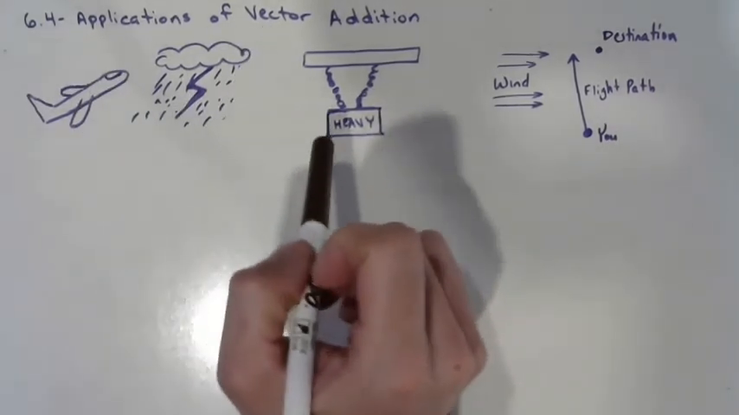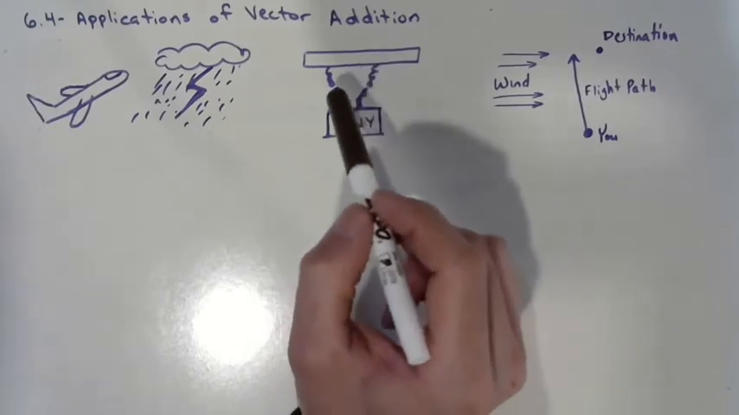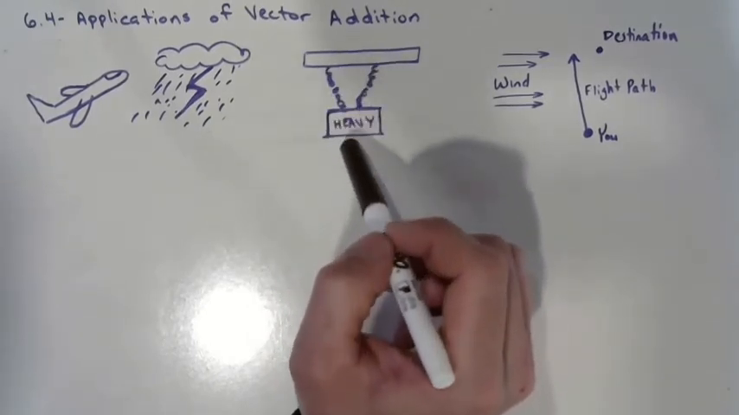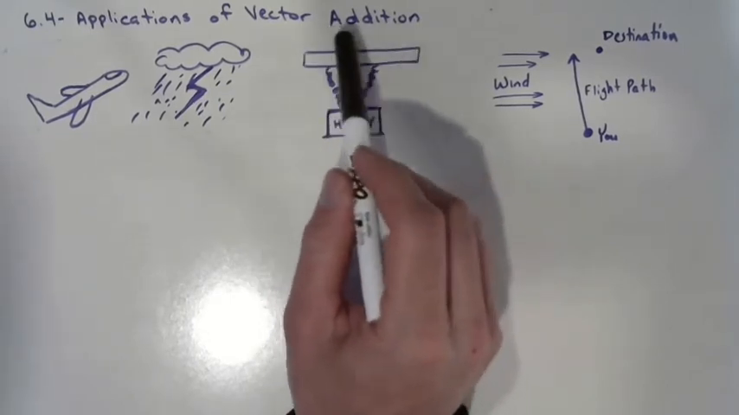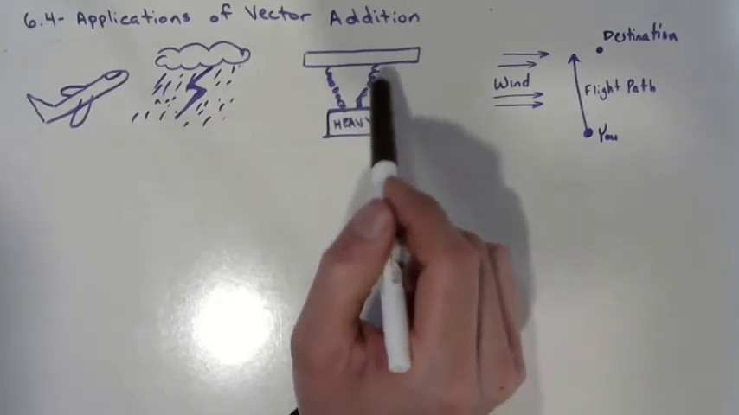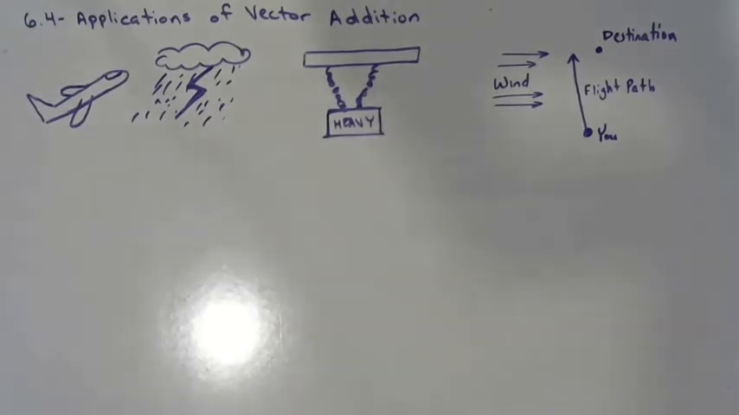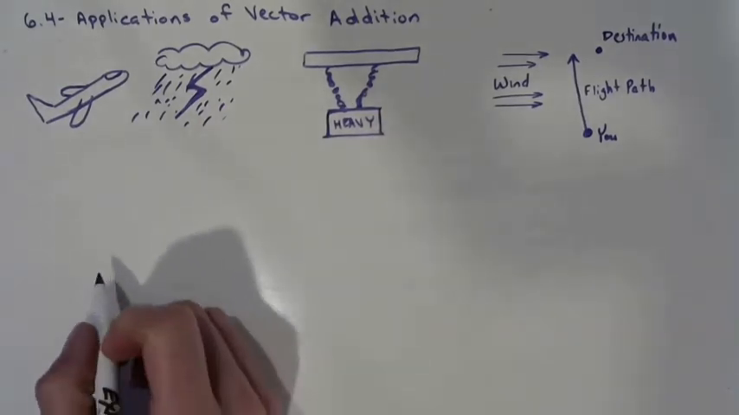Also, another situation where you might use vector addition is the force acting on the heavy weight here. Two chains are being used, so you're adding the strength of those two chains in the direction in which they're hanging. Those sorts of things. We start off with pretty easy situations.